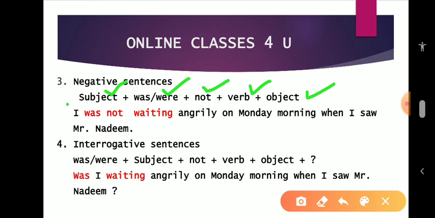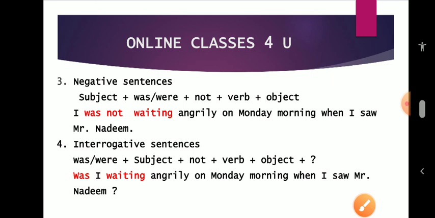Nadeem. So I is the subject, was is the helping verb, and then we place not, then verb, and then the next sentence, I saw Mr. Nadeem, which is the second event.